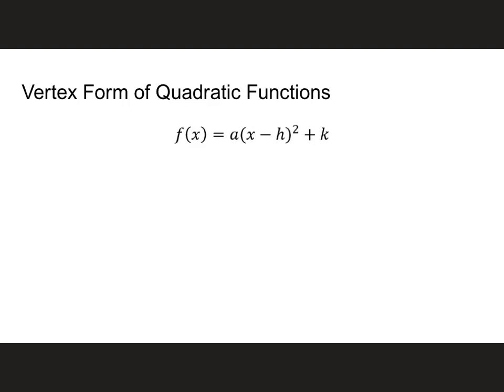So vertex form is f of x equals a times x minus h all to the power of 2 plus k. F of x, of course, is just another way of writing y, where it's written as a function of x. So we have our a value, which tells us if the quadratic's going to open up or down, if it's going to be vertically stretched or vertically compressed. It's that rate that it's multiplying by.